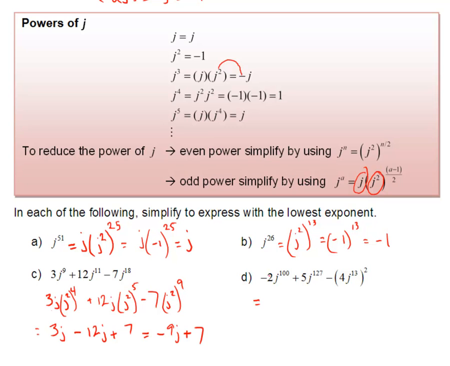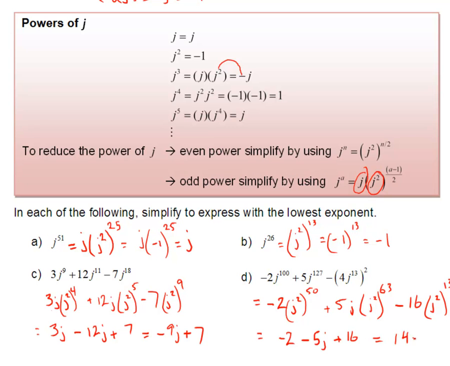Last example, quickly do here. Hopefully you can follow along. Negative 2, this is going to be j squared and 50, plus 5. This is going to be j and j squared and 63. And this one we can actually just say this is 16j squared and 13. Change the order of the exponents there. And simplifying, this is going to be negative 2 minus 5j plus 16, or 14 minus 5j.